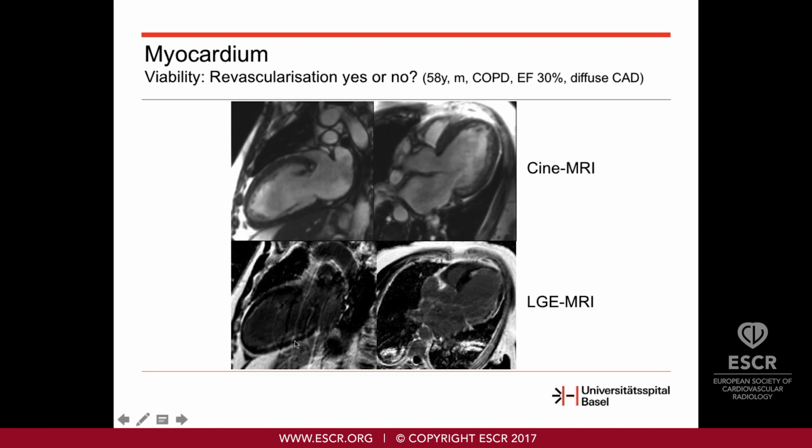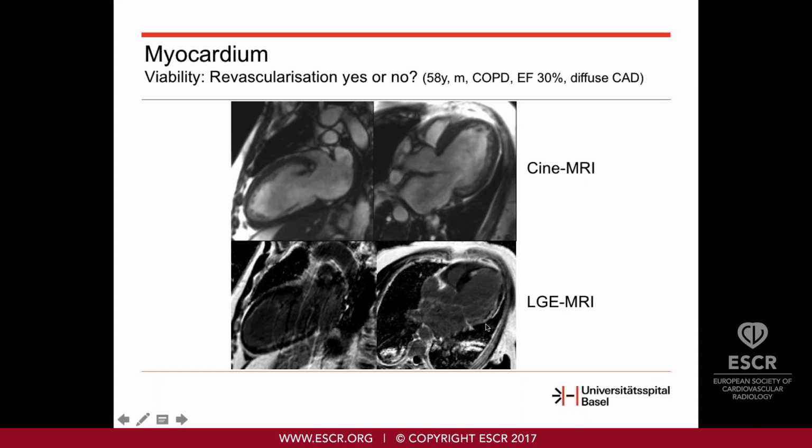Here, late enhancement images are very helpful. Here in the inferior wall, we see infarction, the bright zone here, subendocardial infarction. But there's still a lot of viable myocardium, which is black on these images. So normal myocardium is black on late enhancement images, whereas infarction is bright, as you can see here. So this is very good news for the patient, because here he has still a lot of viable myocardium that can potentially benefit from bypass surgery.